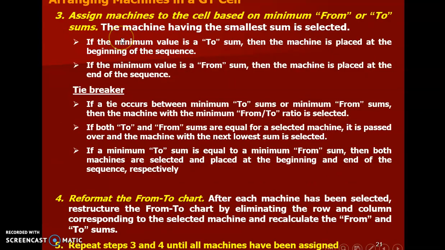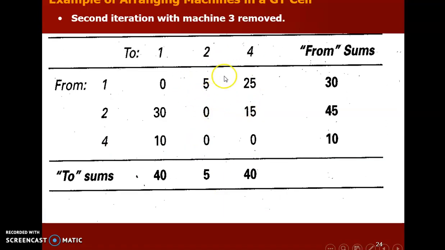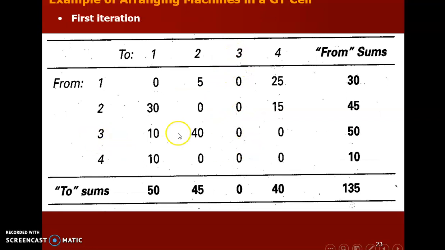So let's look at step number 3. If the minimum value is a to sum, then the machine stays at the beginning of the sequence. Now, based upon this chart, the minimum value on the to sum is 0. Therefore, machine number 3 stands first in the machine sequence. Once the sequence is done, the respective row and column are removed.